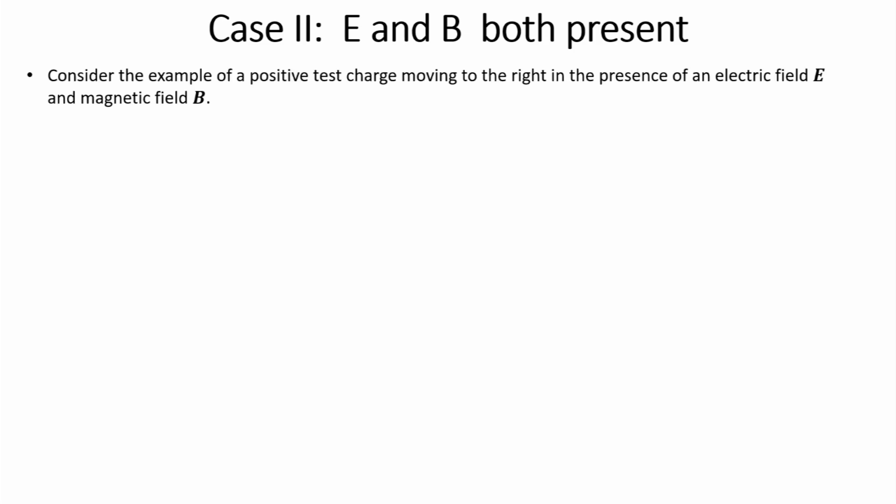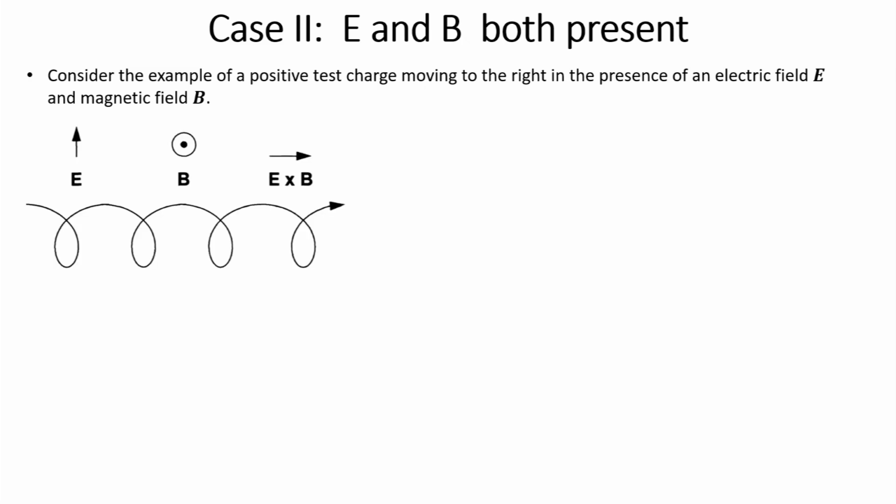Now, we will consider the case where both the electric field and the magnetic field are present. Okay. Previously we considered only the magnetic field. Now, we will see what the effect is on the charge, the movement of the charge, if we put both the electric field and the magnetic field. So, we will consider this figure.